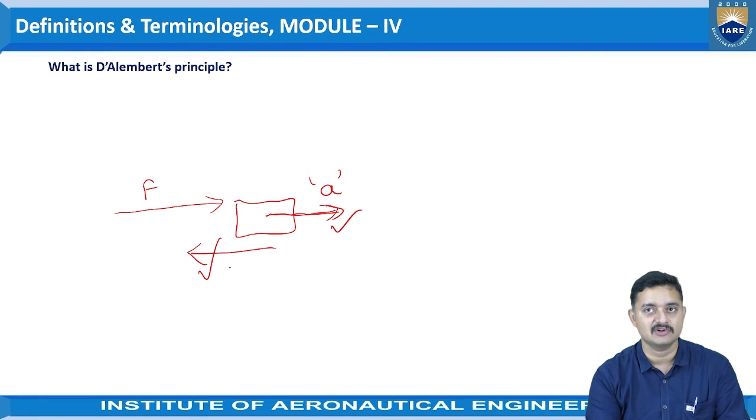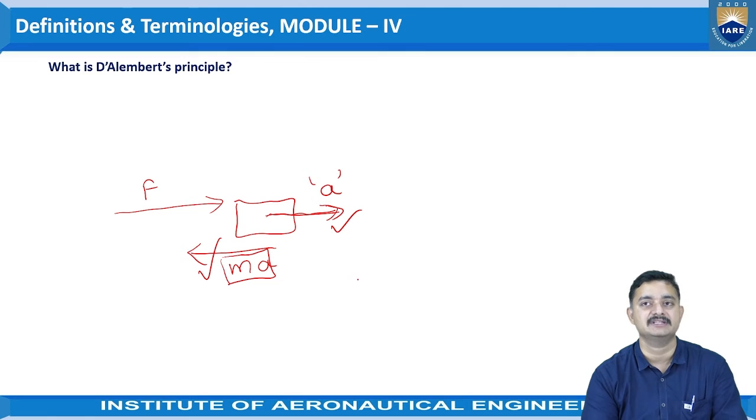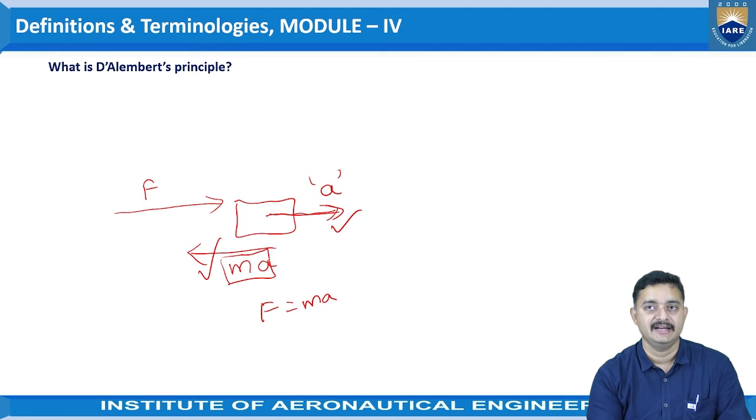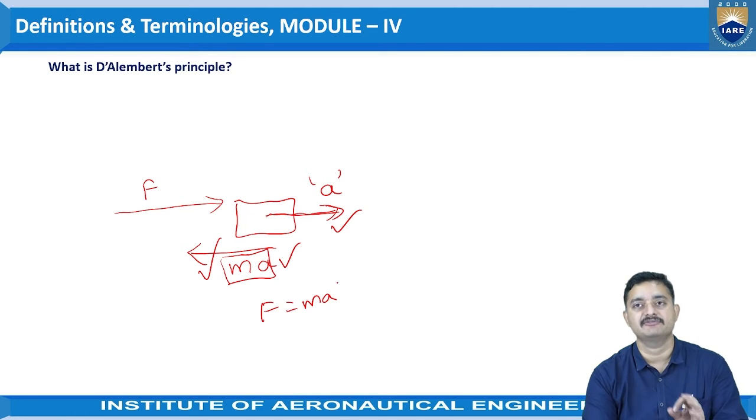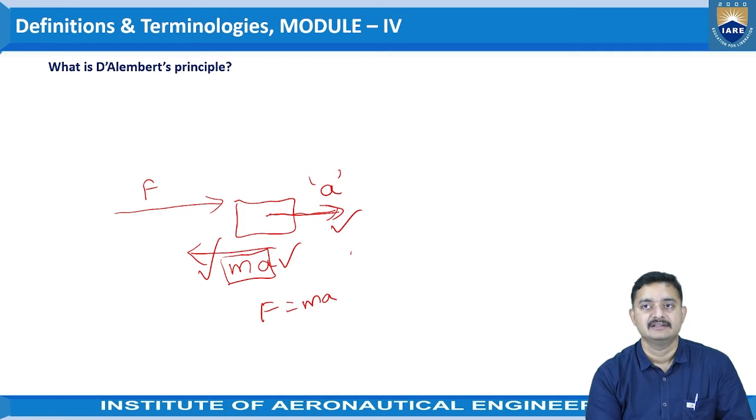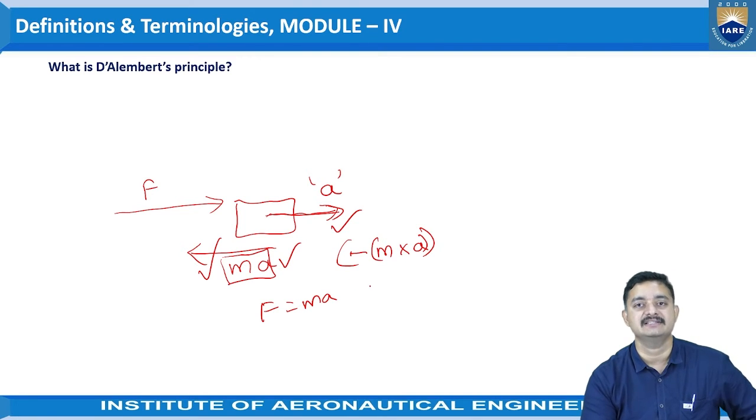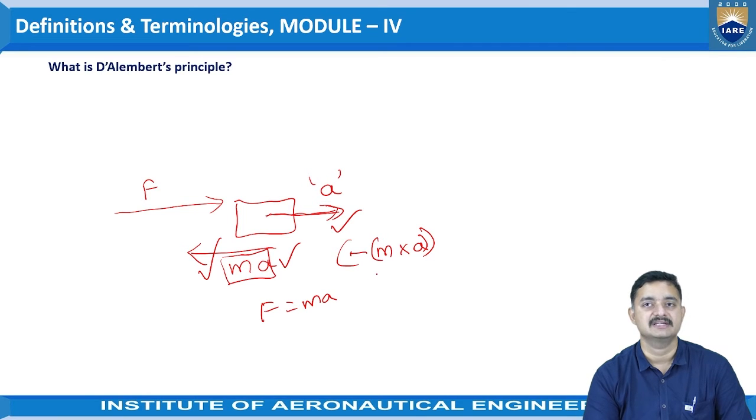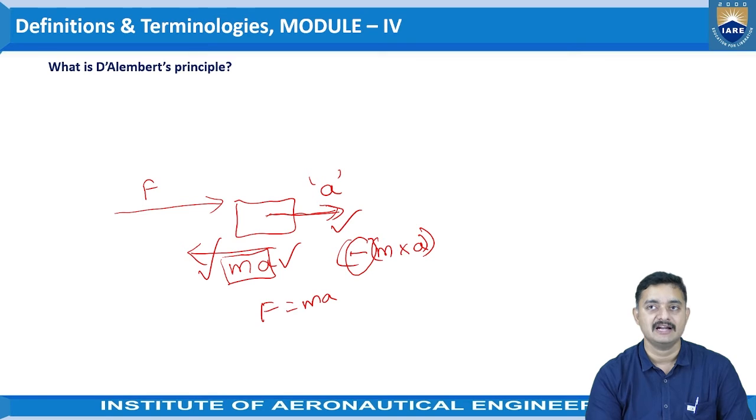So that inertia force is also considered in the form of mass into acceleration. The term force is represented as mass into acceleration, F is equal to ma, and this is the direction in which the inertia force acts. In the other form, we can consider that the minus of the mass and acceleration product, the negative form of the mass and acceleration product, is considered as the inertia force. So this negative term is the representation of the direction of the inertia force. So that we need to understand.